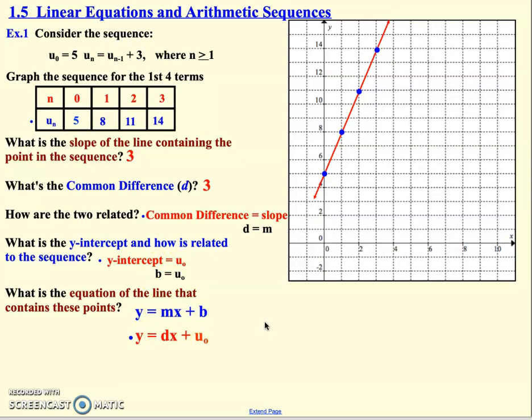So with that in mind, we can do some substitution here and replace m with d and b with a sub 0. Now we're not going to give this as a format for how we write our equation of a line. We're still going to use mx plus b, but we're going to start to pull in this d and a sub 0 as another form of a sequence rule. So we'll make that connection in just a minute.